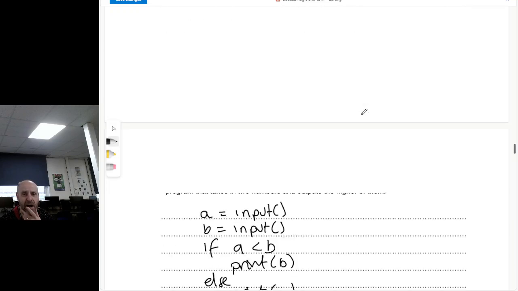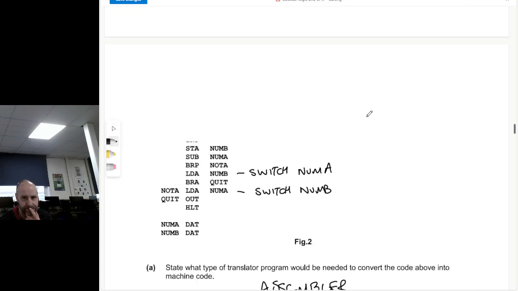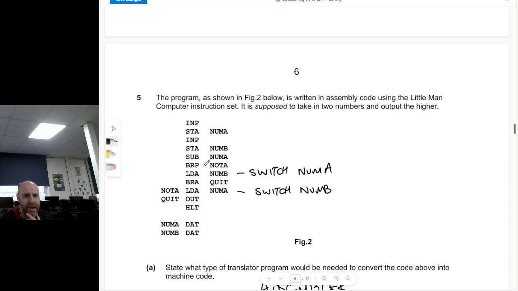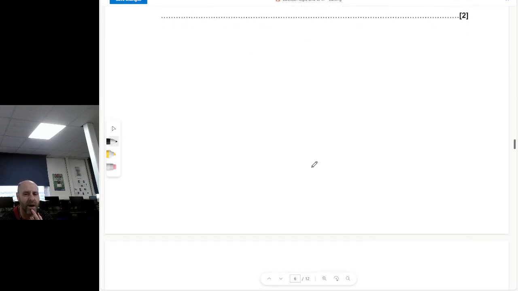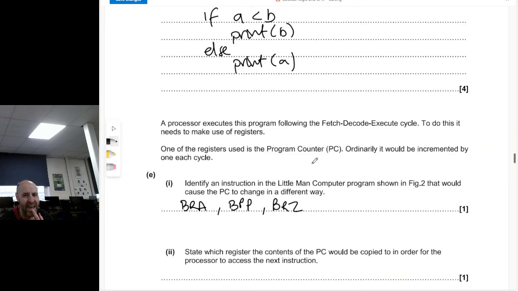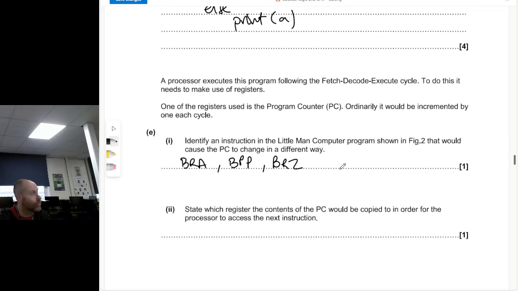So let's have a look back at our program. Which ones do we have in there? We got branch plus and branch always. So if you put branch Z, I don't think anyone did, then you wouldn't have got the mark because it wasn't in there. So that's not in the program. They changed the program counter. Instead of it being linear, they say, oh, go off and do it somewhere else.